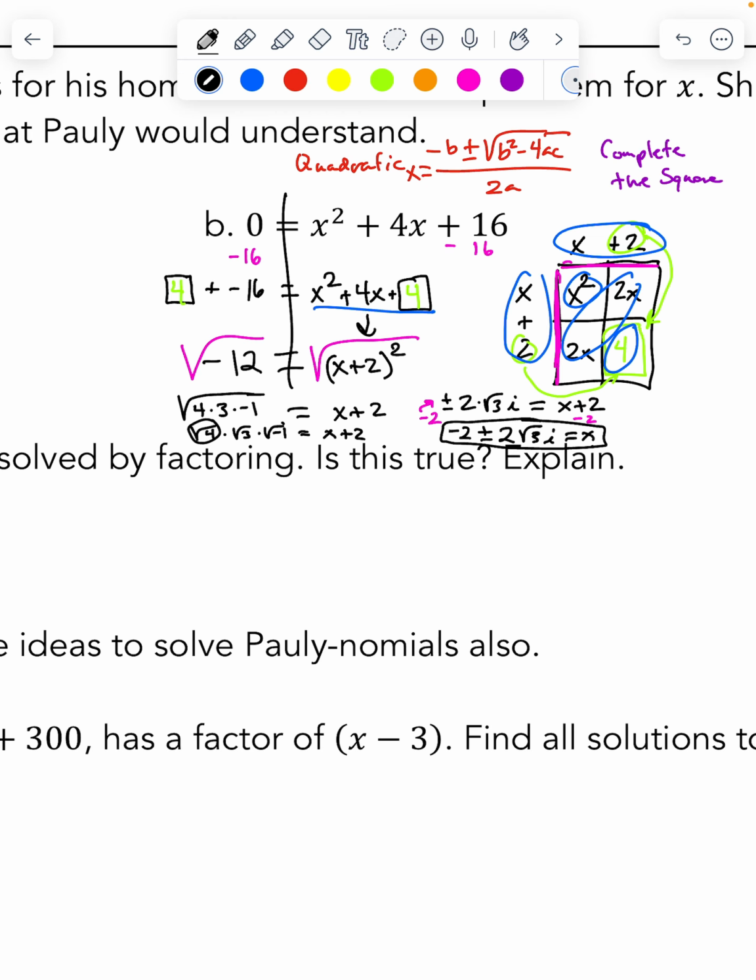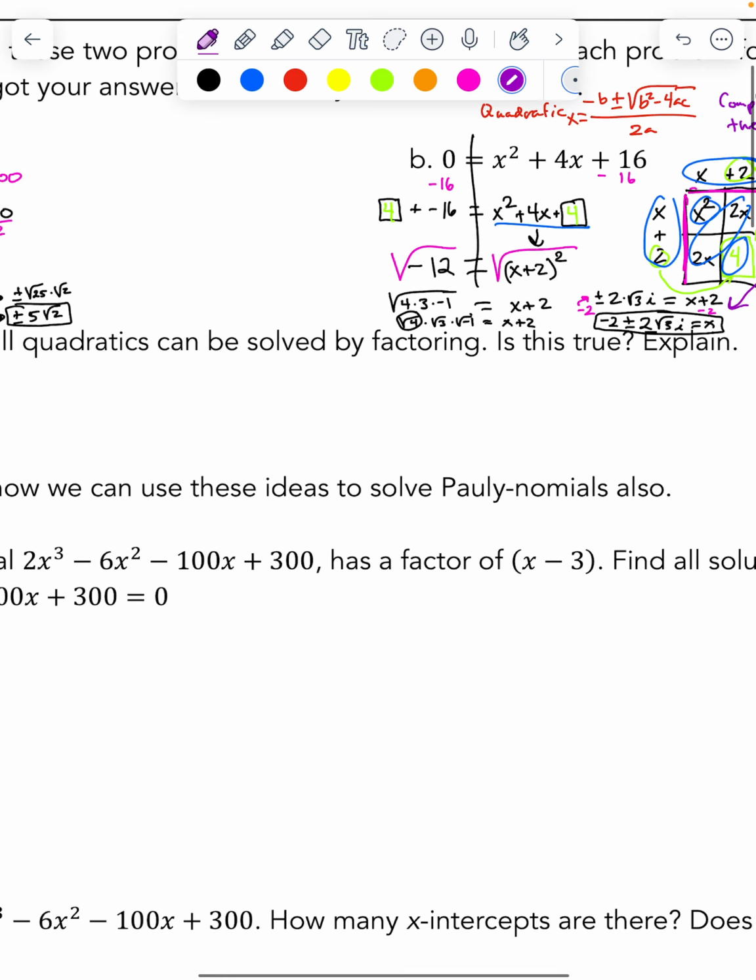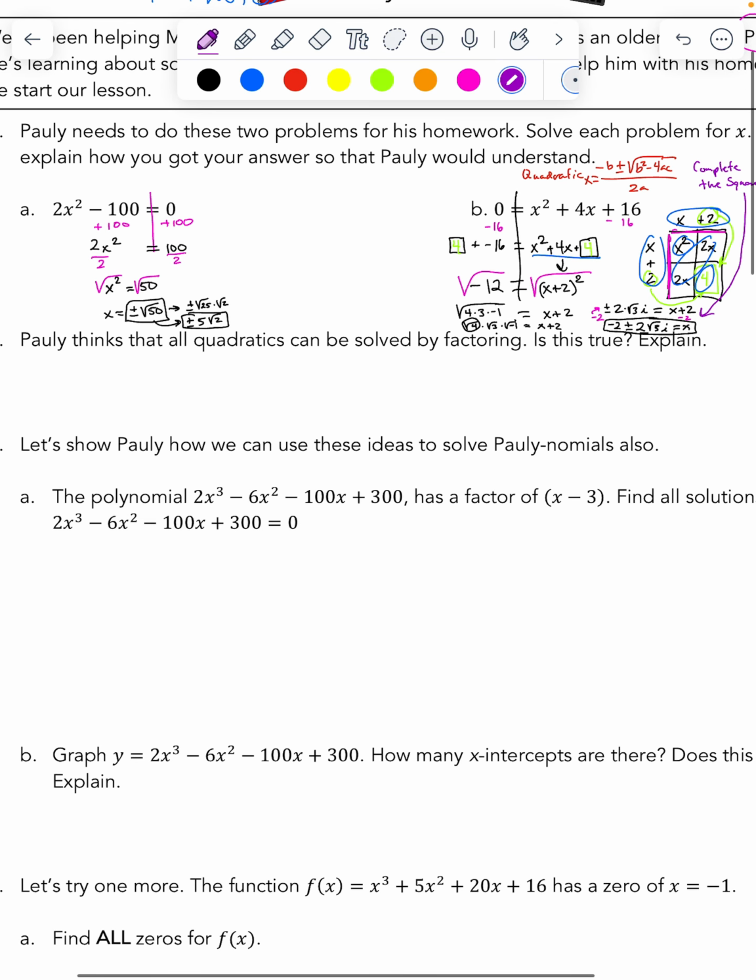Now, we haven't done that for a while, but the method that I used was complete the square. If you used the quadratic formula, you'd get the same answer as me, but those are two different ways to do it. So it says, Pauly thinks that all quadratics can be solved by factoring, but we just showed that, especially in B, it doesn't factor. So is this true? And the answer is no. Some quadratics are not factorable.